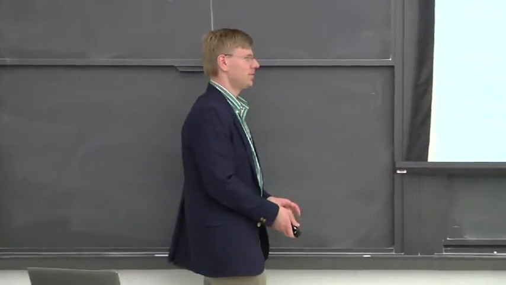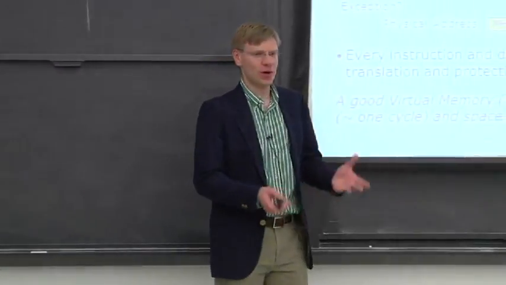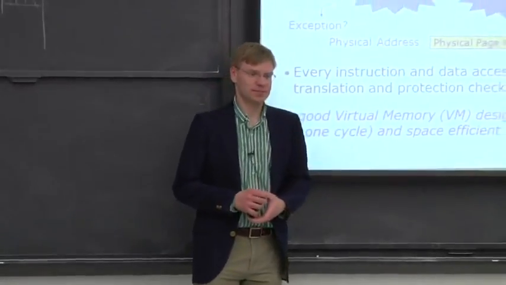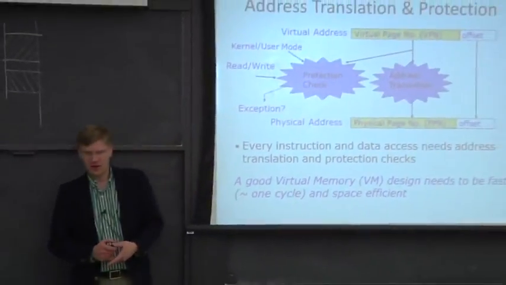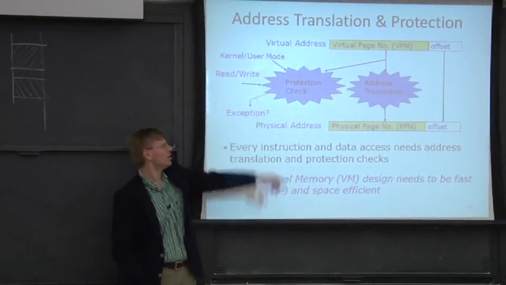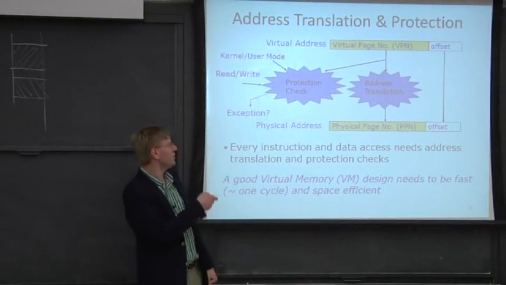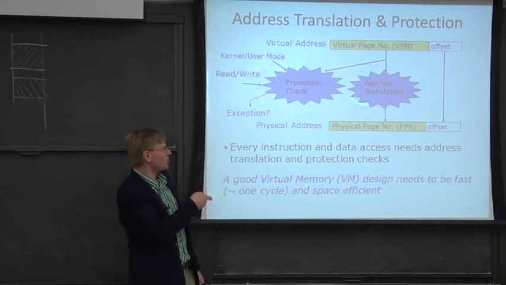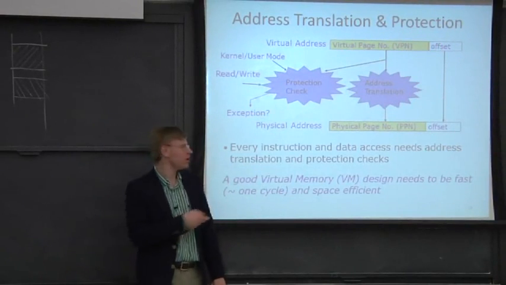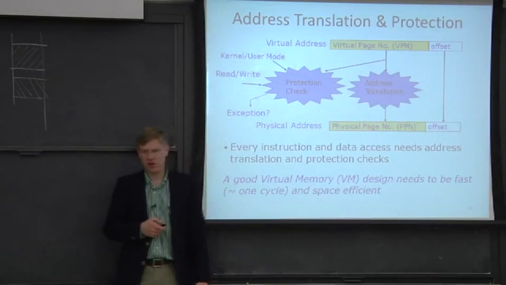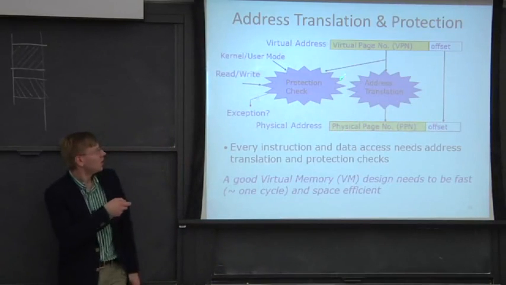OK, so now we get to look at the hardware we have to build in order to do this. Just to recap, we have our virtual address. The offset just goes straight through. The virtual page number goes through some sort of address translation through our page table. Then we come up with a physical page number, and this is our physical address.